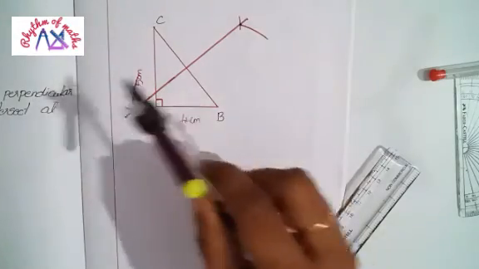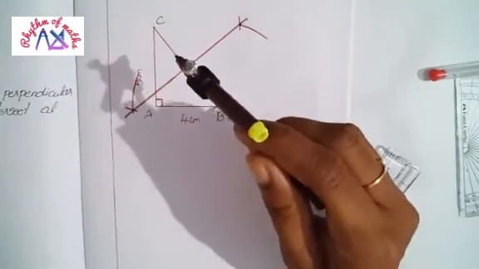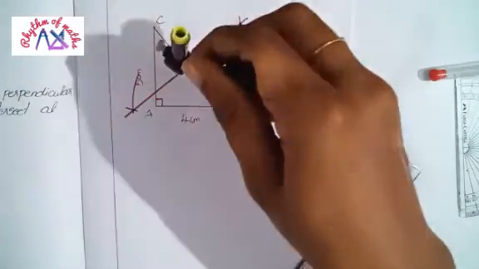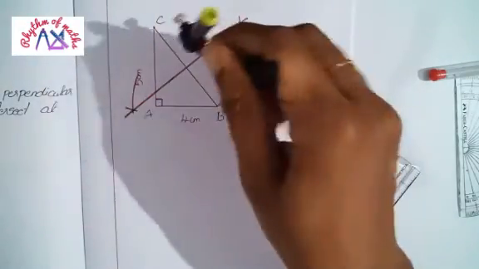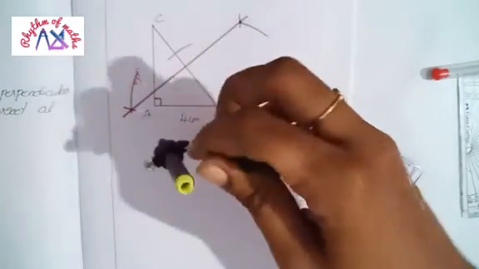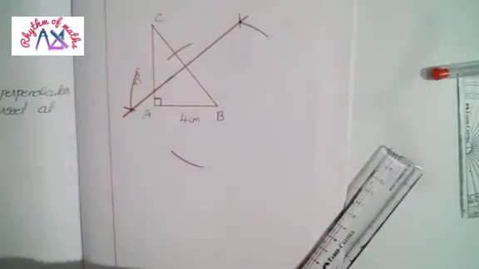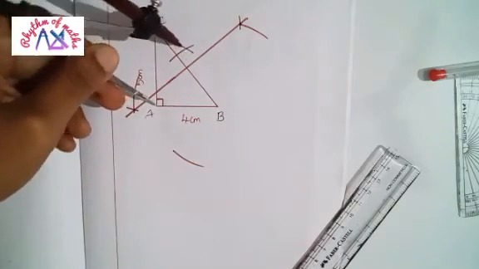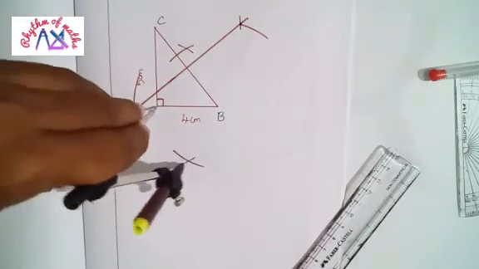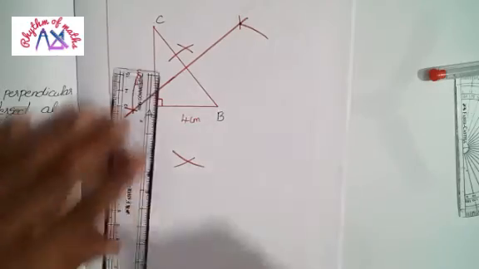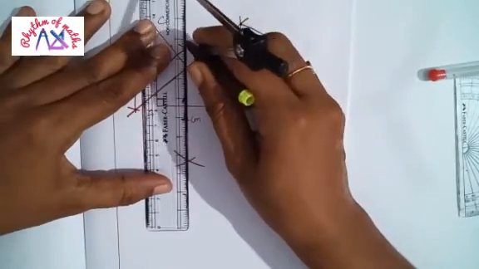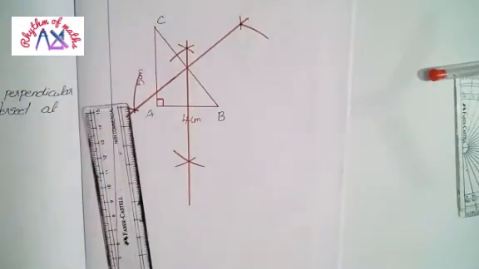Now next let's consider base side AB. So here also measure more than half. Okay, approximately more than half, and draw one arc in the upper side and one arc in the lower side. With the same measurement, draw another 2 arcs from the upper and lower side like this. Okay, then join these 2 points. So this is the next bisector.